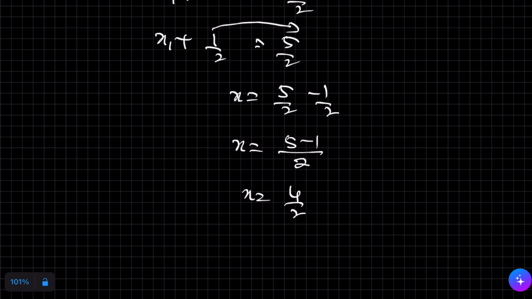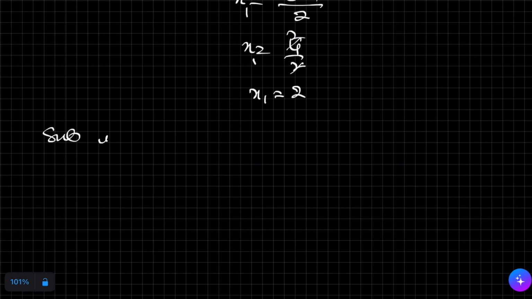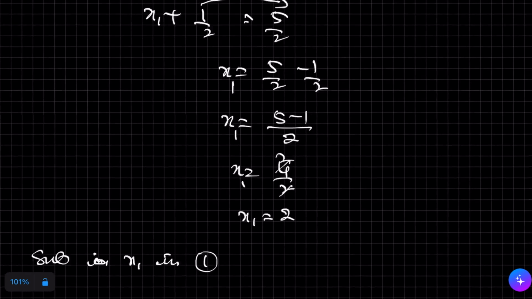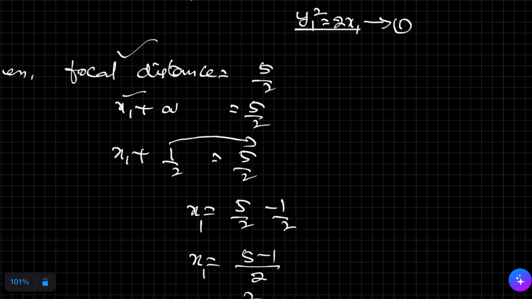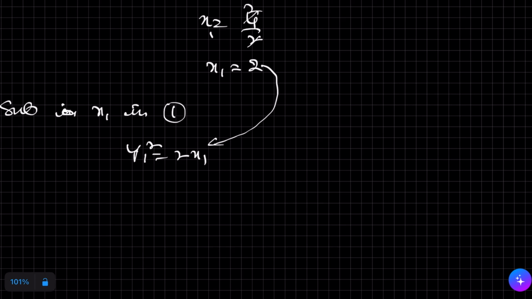So this is x1, right? So x1 equal to 2. Now what I'll do here, I'll take x1 and substitute in equation 1. So let me take y1 square equal to 2x1 and substitute the x1 value in this equation. So y1 square equal to 2 into 2. So y1 square equal to 4.